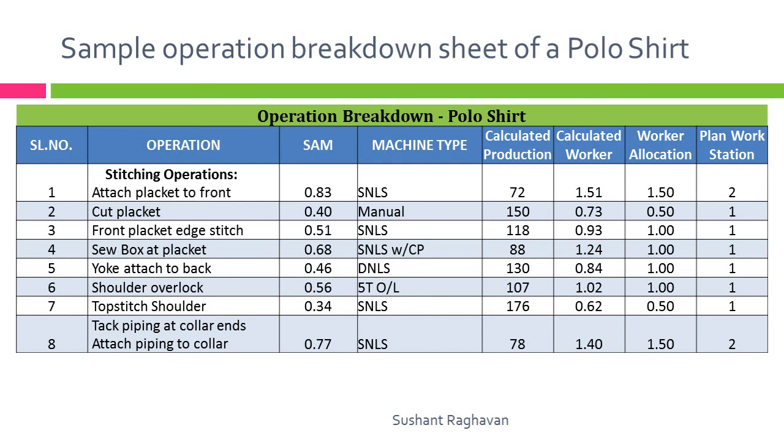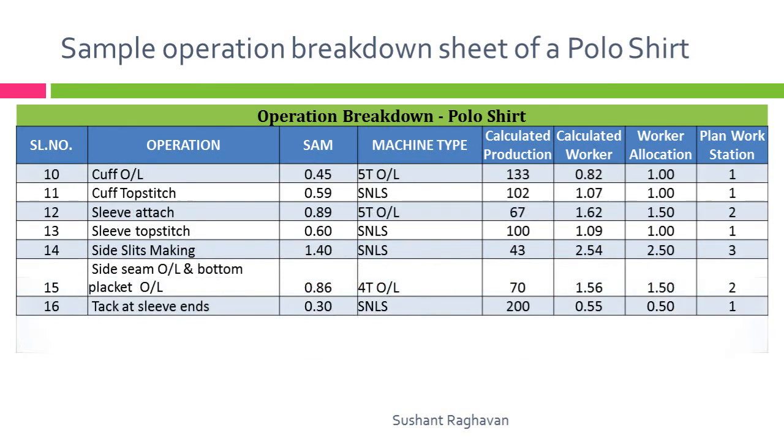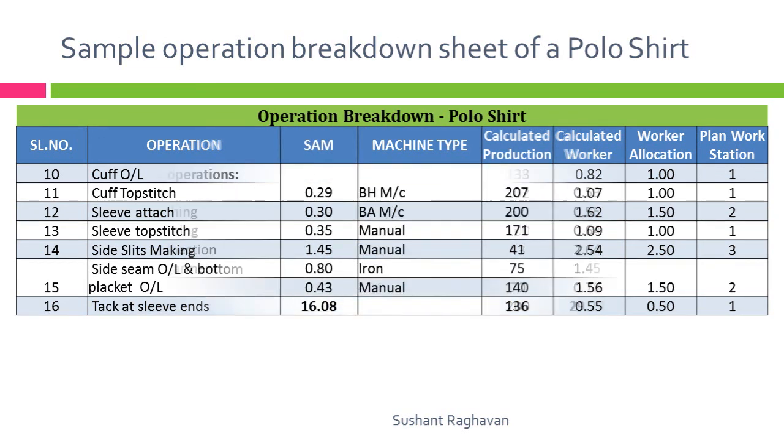Attach placket to front, cut placket, front placket as stitch, sew box at placket, yoke attached to back, shoulder overlock, top stitch shoulder, tack piping at collar ends, attach piping to collar, cuff overlock, cuff top stitch, sleeve attach, sleeve top stitch, side slits making, side seam overlock and bottom placket overlock, tack at sleeve ends.